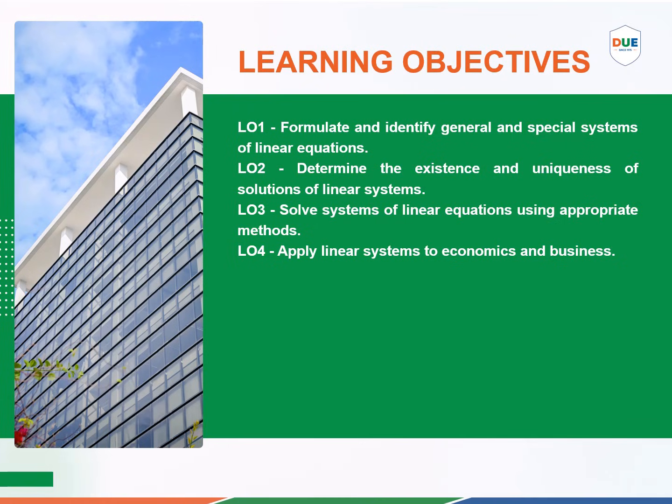By the end of this chapter, you should be able to achieve 4 main learning objectives. First, formulate and identify general and special systems of linear equations. Second, determine whether a linear system has a solution, and whether that solution is unique. Third, solve systems of linear equations using appropriate methods. And finally, apply linear systems to practical problems in economics and business. These objectives will guide the topics and examples throughout this chapter.